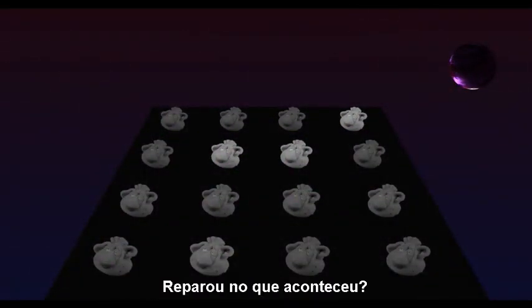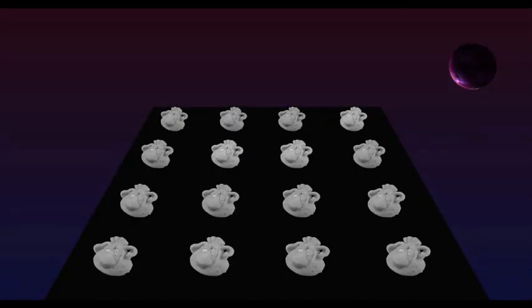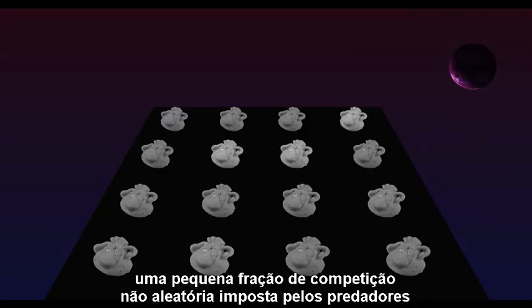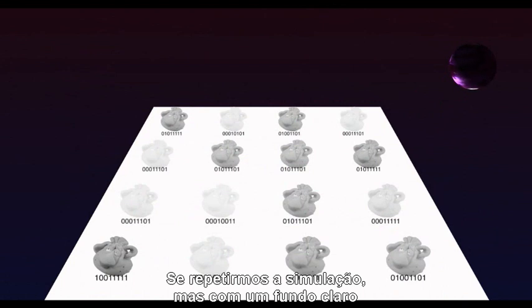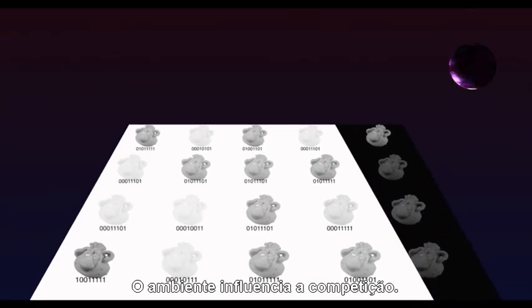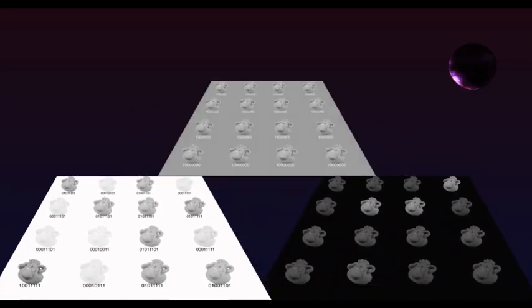Did you see it happen? In an environment filled with random variables, a tiny bit of non-random competition, imposed by the predators, was able to drive evolution. If we were to repeat the simulation, but with a light background, this is what we would get. The environment biases the competition, thus steering the evolution. And that is natural selection.